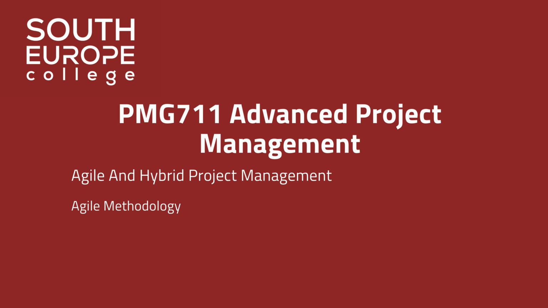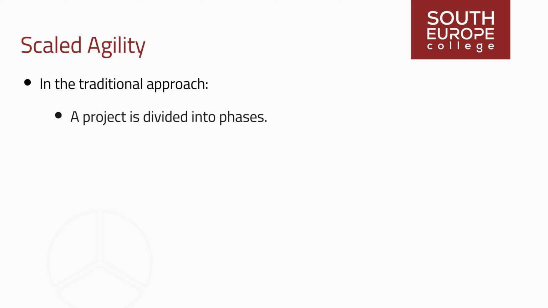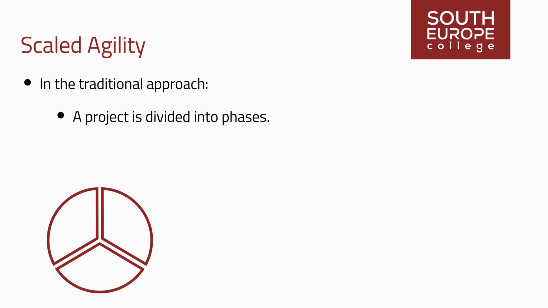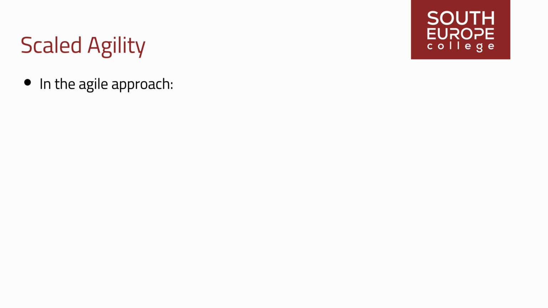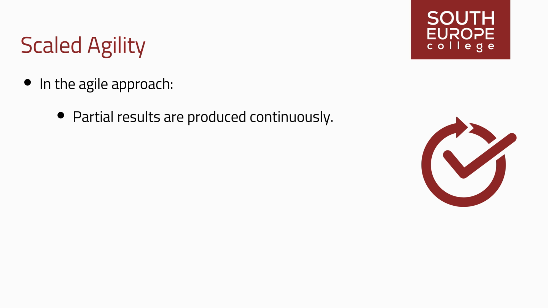This segment will cover Agile methodology. In the traditional approach, a project is divided into phases. The result is available at the end of the project. In the Agile approach, partial results are produced continuously.